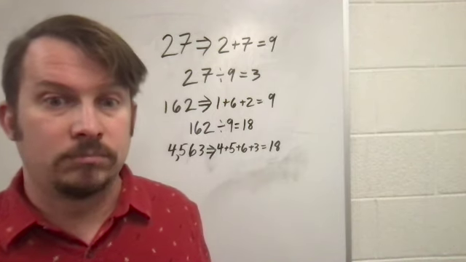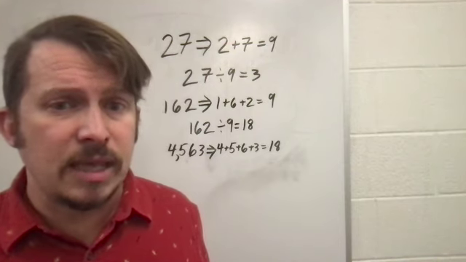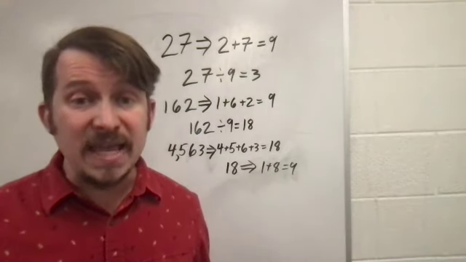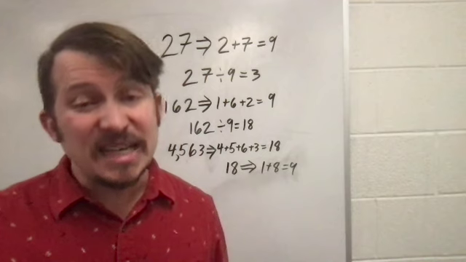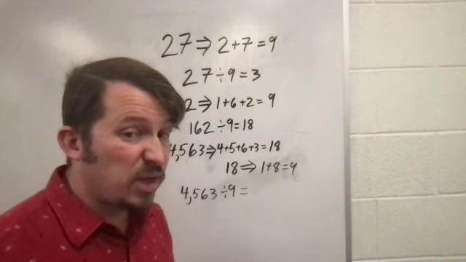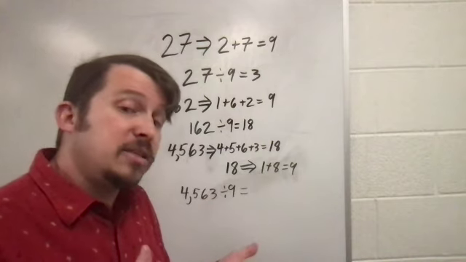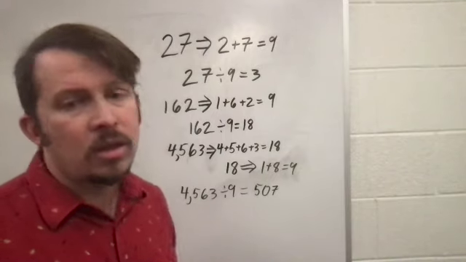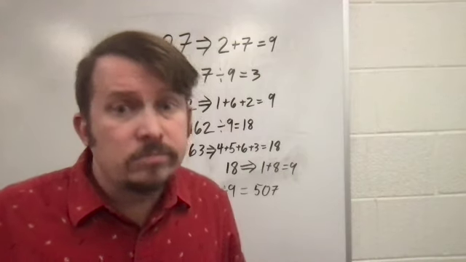This 4,563 number. 4 plus 5 is 9. 9 plus 6 is 15. 15 plus 3 is 18. What do we do with that? That's not 9. 18 is 1 plus 8. It's not how you get 18, but you add the digits and it comes out to 9. That, of course, means that 4,563 will divide evenly by 9, and if we're going to divide it out by 9, let's see what it is. It's 507.